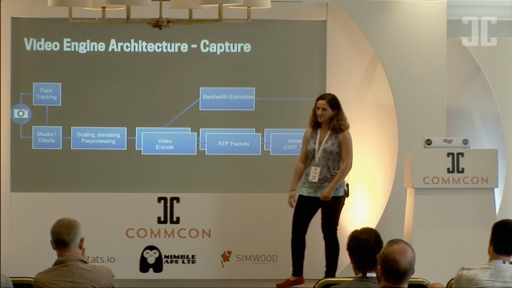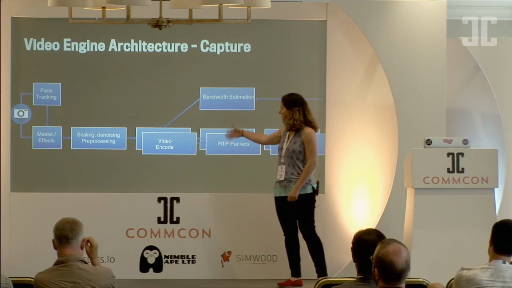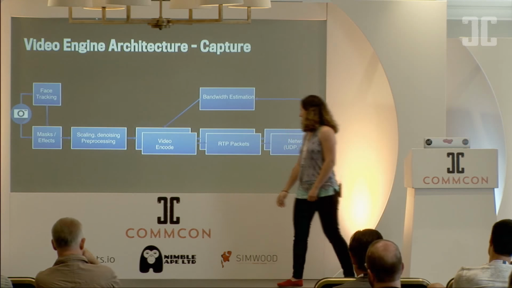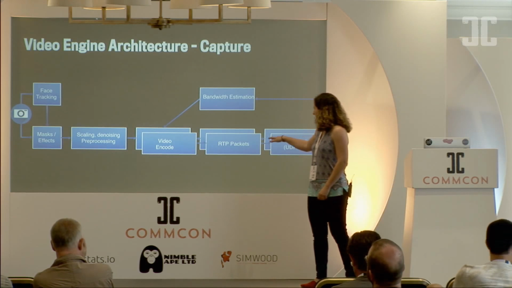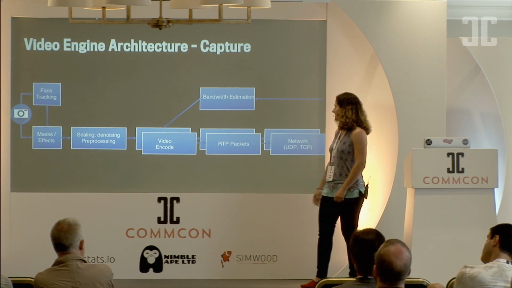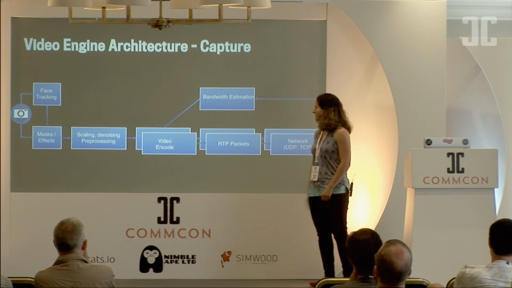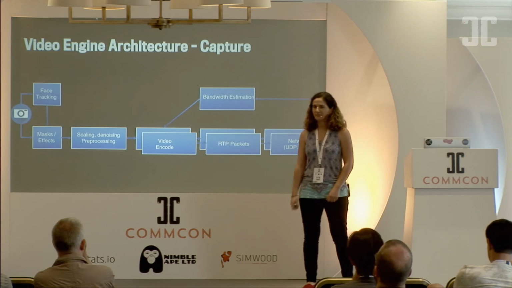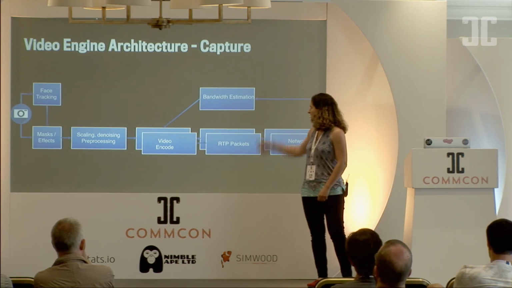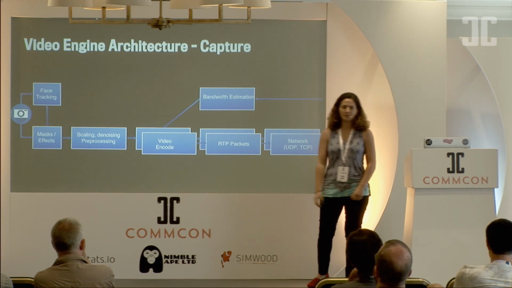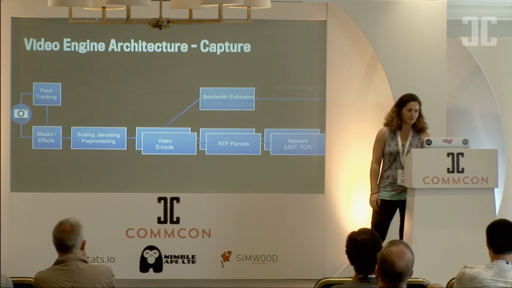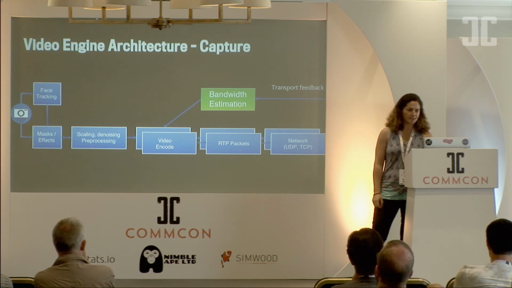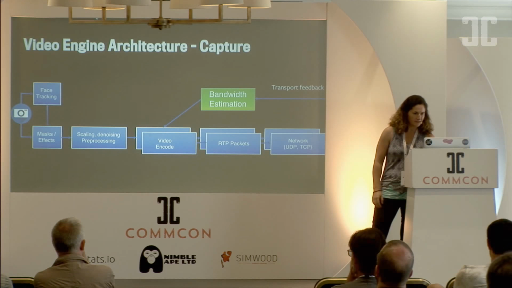In some cases, for example, for simulcast, we will have more than one instance of encoder. And then we will do the RTP packets, and we will send the data through the network. We also have this feedback loop to help us estimate the capabilities of the network. And this is actually a crucial component for video quality. I will talk about bandwidth estimation in a bit, in more length.